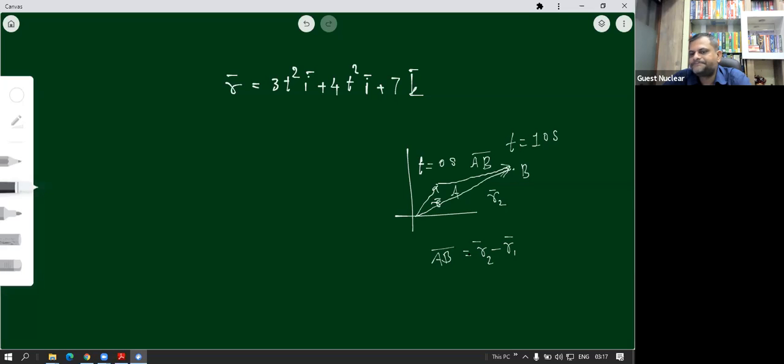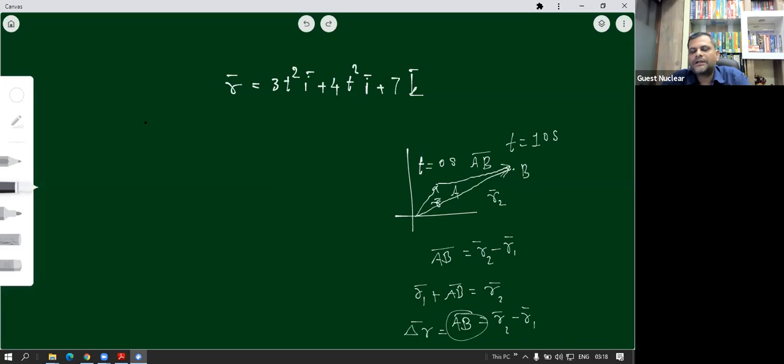Why? Because if we use the triangle law here, we can easily see that r1 bar plus AB bar is going to be r2 bar, so that we get AB bar equal to r2 bar minus r1 bar. And what is this AB bar? That is only the displacement vector, delta r bar, which we also saw yesterday, remember? So to find delta r bar, the displacement, we need r1 bar and r2 bar.